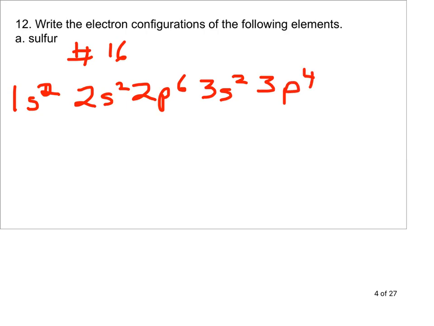Quick check, all your exponents should add up to the atomic number, and I got 2 plus 2 plus 6 plus 2 plus 4. Okay, 6 and 4 is 10, and 6 more, 16. Checks.